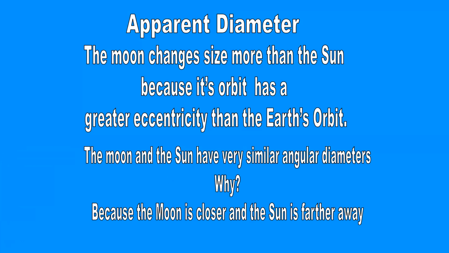All right, so when we look at it, they have very similar angular diameters, because the moon is closer and the sun is farther away. But the moon will change size more because the moon's orbit around the Earth is more elliptical, or more eccentric, than Earth's orbit around the sun.